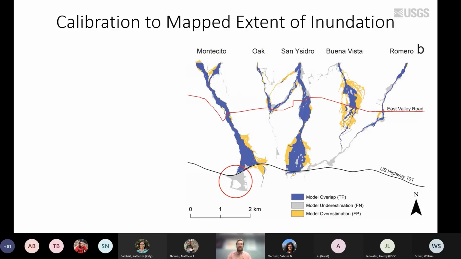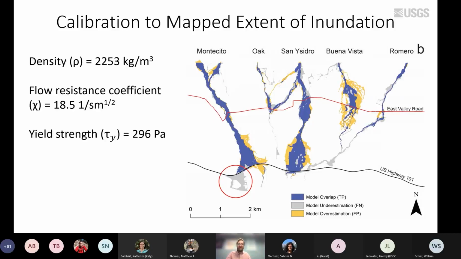However, if we look first at the entire 5 watershed dataset, we see that the best fit parameters were these following values for density, the flow resistance coefficients, and yield strength. At the moment, these values may not mean much to you, but I'll be using them in a comparative sense when we look at debris flows in northern Arizona. But the density was about 2,253 kilograms per cubic meter, flow resistance value of 18.5, and a yield strength of about 300 pascals. These parameters yielded a similarity index of about 0.04.